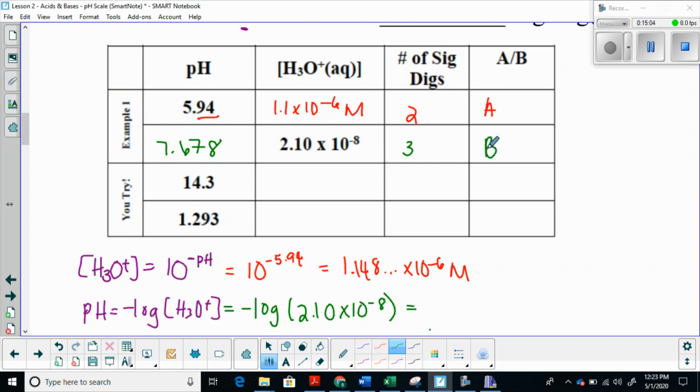Okay, I'm going to give you some time to try the problems on the bottom by yourself, and when you are done, you can unpause to check your answers.